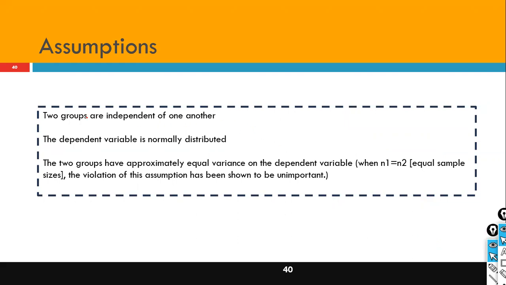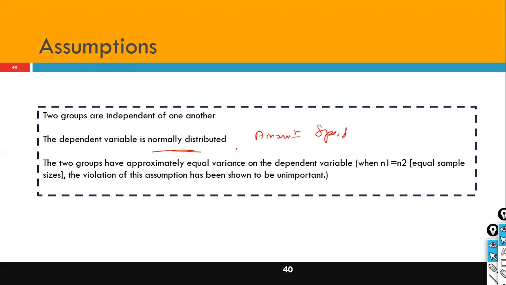So here, the assumptions in the case of two independent sample t-tests: the two groups are supposed to be independent of one another. It should not be the same. One population was male and the other population is completely different, that was female. The dependent variable is normally distributed. What is the dependent variable? Amount spent.